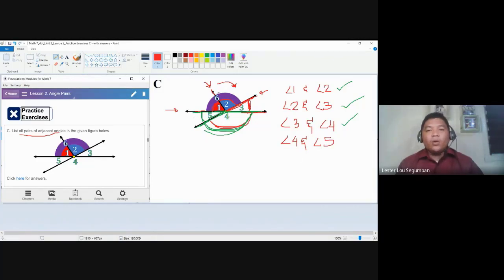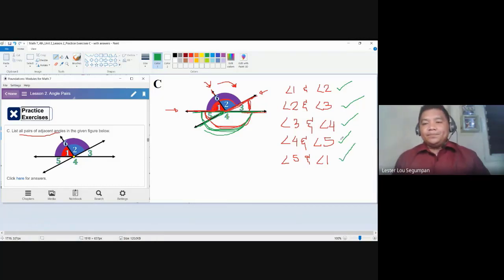And completing the one rotation, we could also say that angle 5 and angle 1 are adjacent angles. They share the same vertex. This side is shared by the two angles and they do not overlap. So that would mean angle 5 and angle 1 are adjacent angles. So in just one revolution, we have noticed that 5 pairs of adjacent angles are already given.